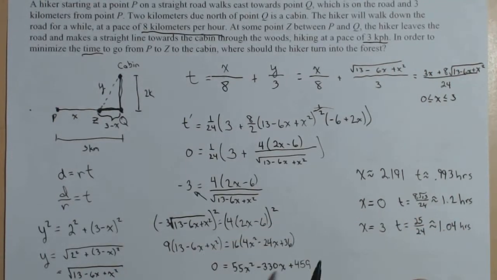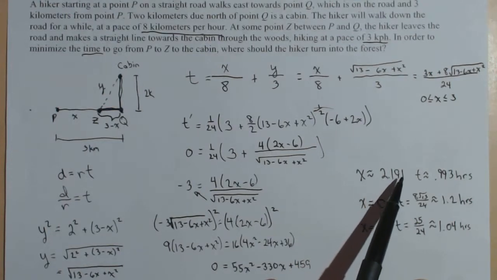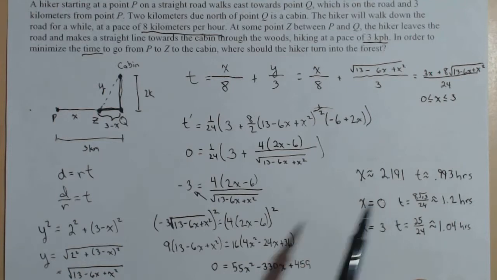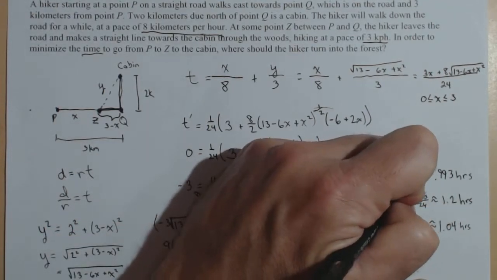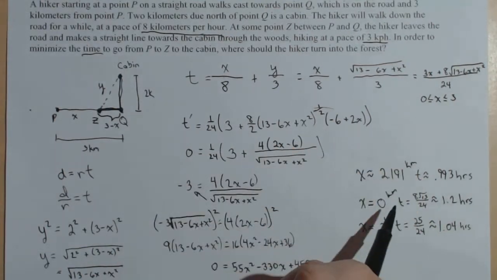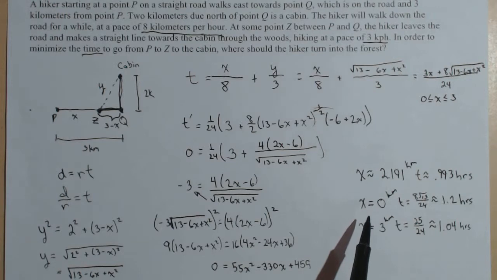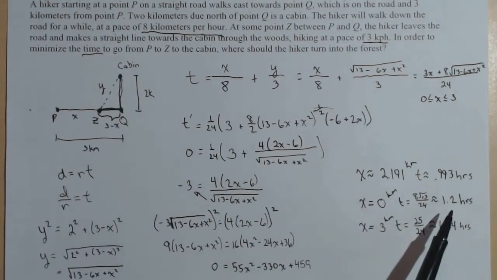So the quickest time that we could get there is for him to deviate through the woods at 2.191 kilometers from point P. Remember, all these are in kilometers. The maximum time is going to come if he walks straight to the cabin through the woods, because he's walking at a slower pace, and it would have taken him approximately 1.2 hours.